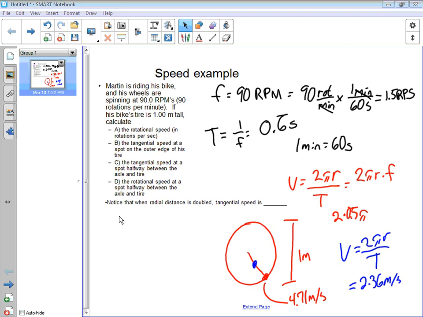Also worth noting here is what it says. Notice that when radial distance is doubled, tangential speed is going to be doubled. The tangential speed is based upon how far out we are. Assuming the rotational speed is constant, then if we double the radius, we're going to double the tangential speed, because the period and frequency are fixed values.